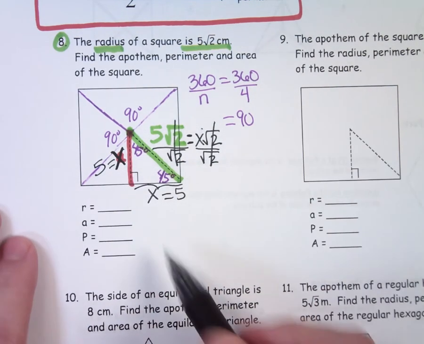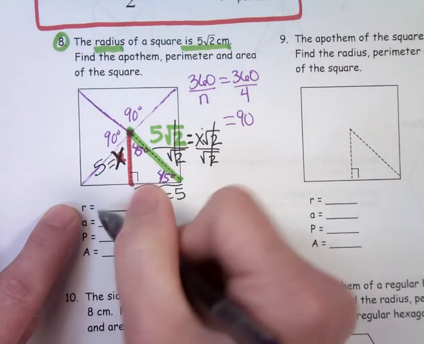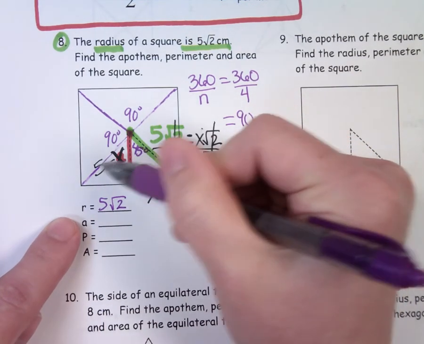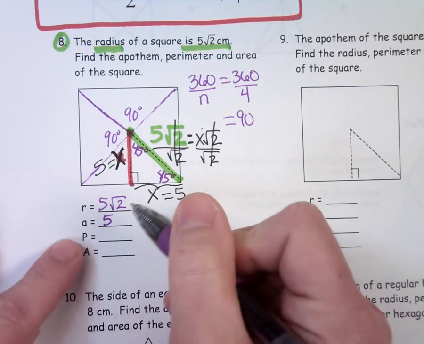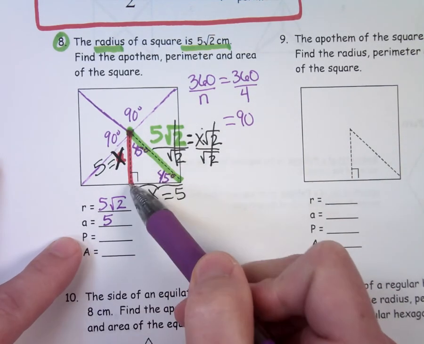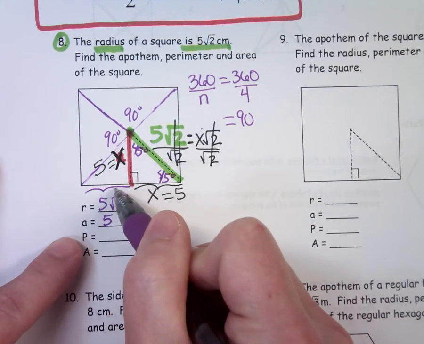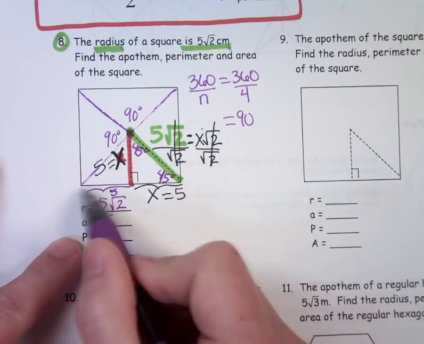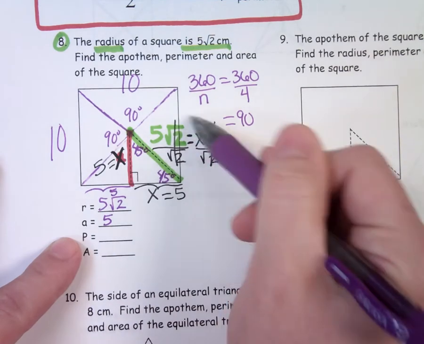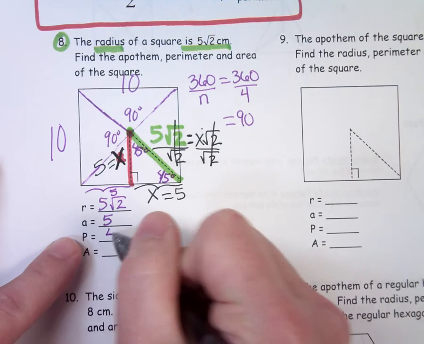Okay, so let's start with the chart down here. The radius, we were given that. That was the 5 square root of 2. The apothem, I just found that, and we found that to be 5. Okay, now I can do perimeter. Since the apothem is in the middle of a side, if it's 5 from here to here, and it's 5 from here to here, how long is each side of the square? 10. So if every side of the square is 10, then what's the perimeter? 40. 10 plus 10 plus 10 plus 10.